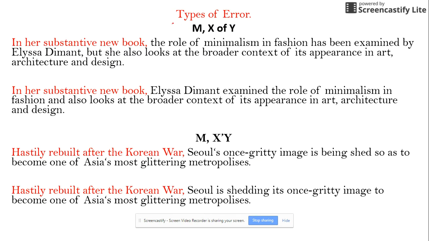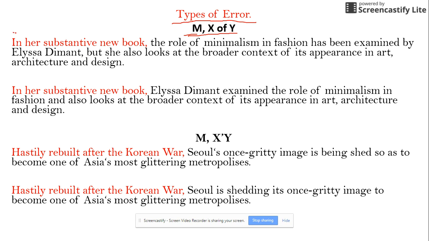Now, the types of error that GMAT frequently asks. So the very common type is modifier x and y, x of y. So this is a common type of error that GMAT tests. Look here, we have two sentences. In her substantive new book, the role of minimalism in fashion has been examined. Elisa Dement, but she also looks at. The second sentence: in her substantive new book, Elisa Dement. Now we have to choose one.